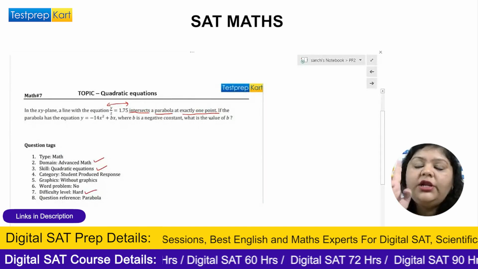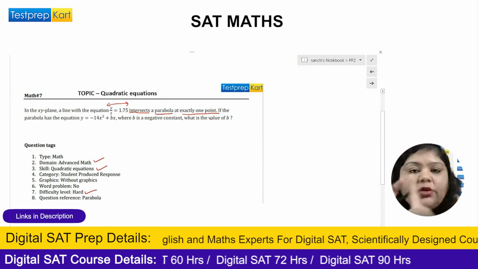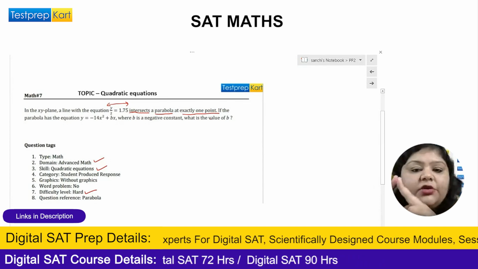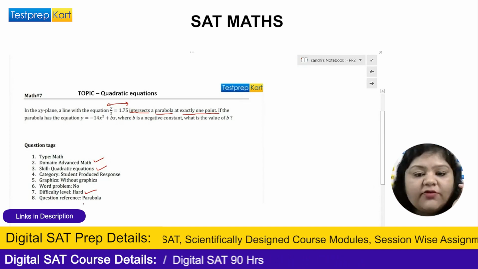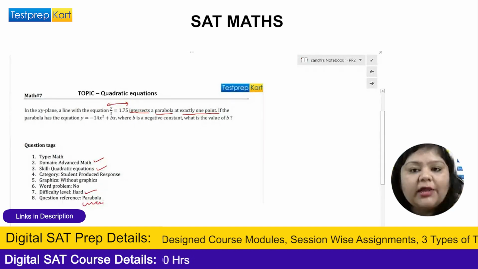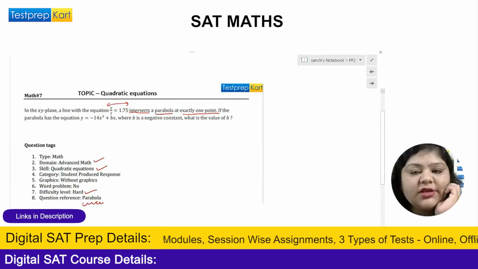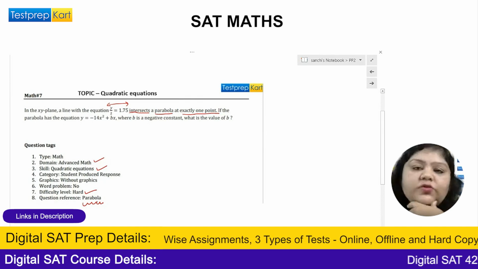Okay, so there are two things related. One is related to the linear equation and one is related to the parabola. That is why in the reference they have mentioned that you should learn the parabola concept before proceeding to this. So the question reference is also mentioned here for you.